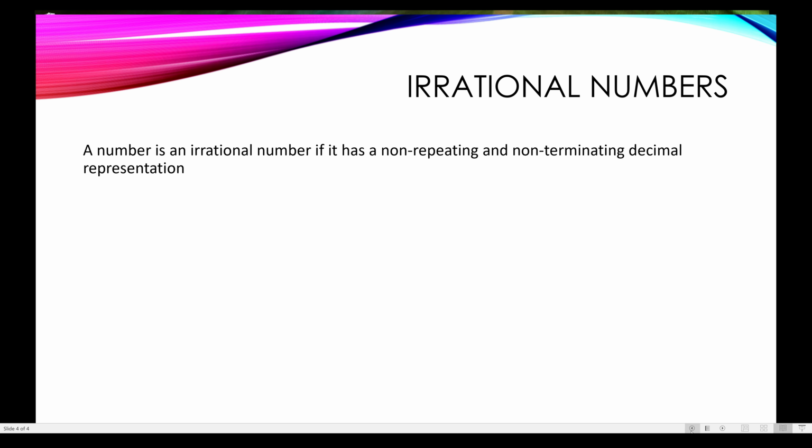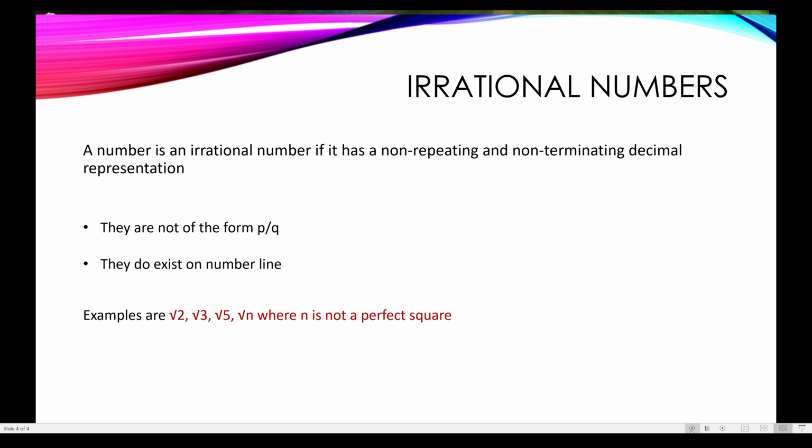Irrational numbers are not of the form p by q. So they are not like rational numbers. They do not exist in the form p by q where p and q are integers. Yes, they do exist on the number line. Some examples of irrational numbers are under root 2, under root 3, under root 5, under root 7. In fact, any under root n where n is not a perfect square.